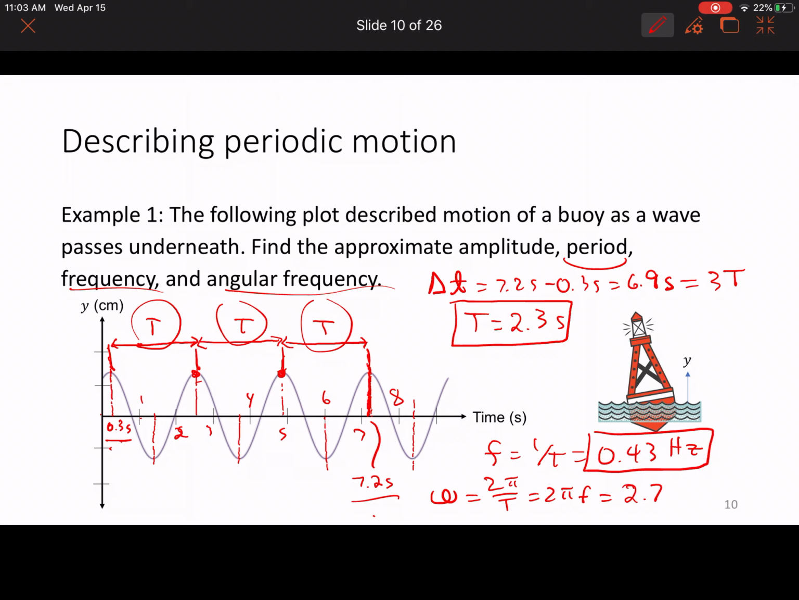And just like rotational motion, the units of omega are radians per second, or equivalently just inverse seconds. You could also write hertz. That's the same thing. It's just for various reasons it's very uncommon to do that. But anyways, 2.7 is your omega. Alrighty, so that's harmonic motion.